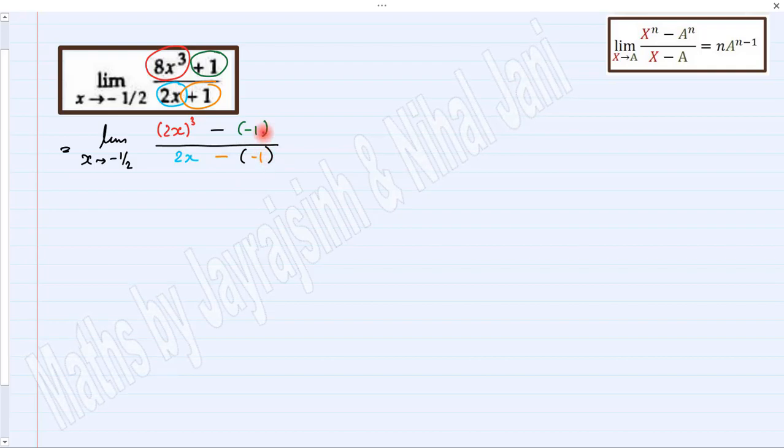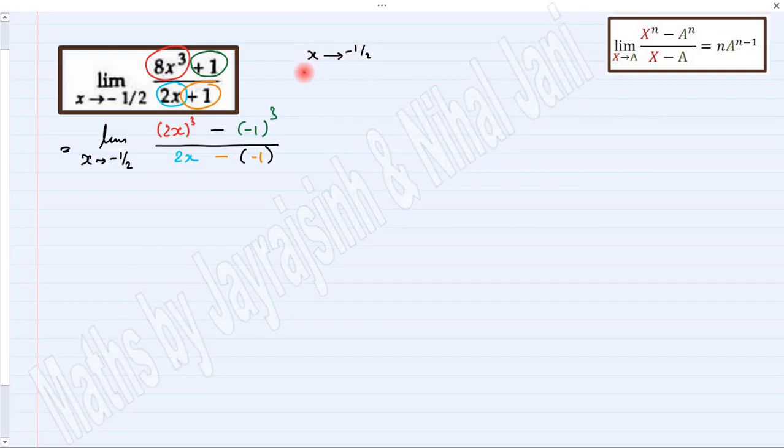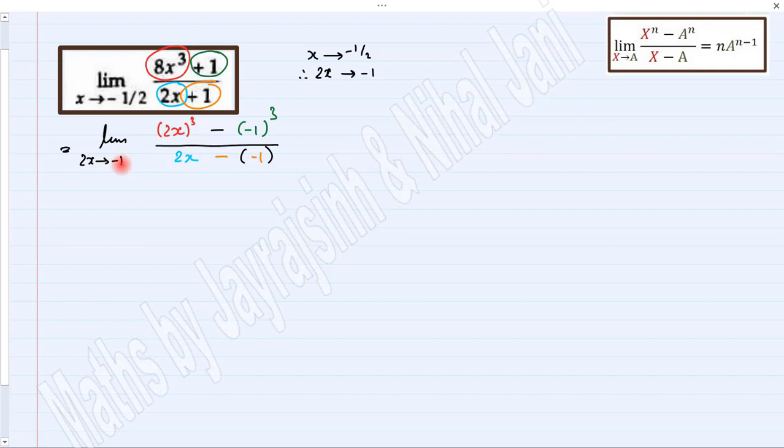So if we compare with the standard form, you will realize that we need minus 1 raised to 3, and we know that minus 1 raised to 3 is simply minus 1. So we can replace our minus 1 by (minus 1) cube. Here your limit is x tends to minus 1 by 2. So we can say 2x will tend to minus 1. So we can change our limit also as 2x tends to minus 1. So we are ready to compare with the standard form.